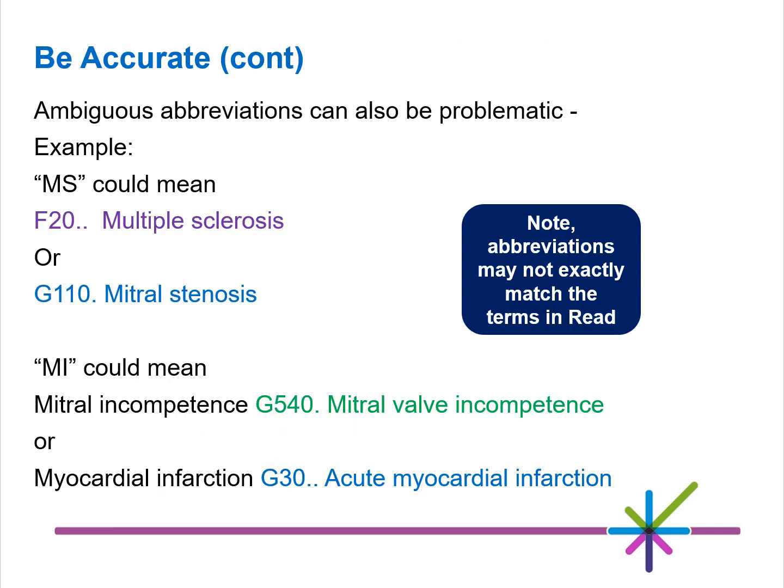Also try to avoid ambiguous abbreviations, which can have different medical meanings depending on the specialty. For example, MS could be multiple sclerosis or mitral stenosis. MI could mean mitral incompetence or myocardial infarction. Consider the context of the abbreviation and, in doubt, check with a responsible clinician. Please be aware that some abbreviations may not match the terms found in READ.